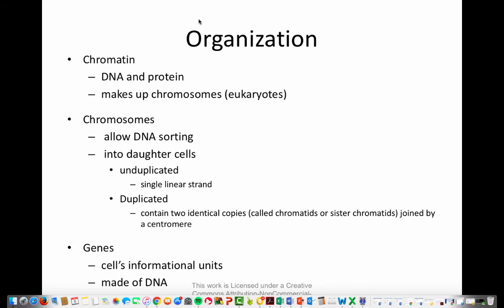Now, they can either be duplicated when the chromosomes essentially start sorting or condensing, and that means they're just going to be a linear strand, which means they literally just look like this. If they become duplicated, then essentially they'll divide and there'll be a new one. Like on one side, there'll be an old one, and on the new side, it'll be a new one, right? And genes are what's actually on this piece of chromosome or DNA, and these are informational units that tell us how to make proteins.